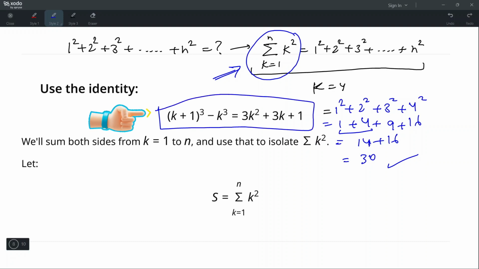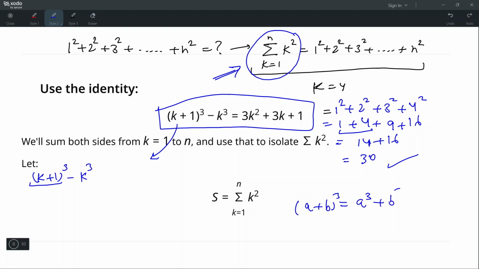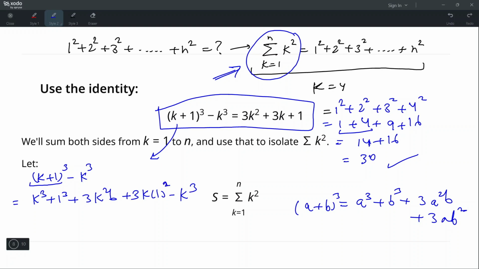You might be thinking, how did we get this identity? So let's say it's k plus 1 cubed minus k cubed. We can expand this term using the formula for a plus b cubed. Recall, a plus b cubed is a cubed plus b cubed plus 3a squared b plus 3ab squared. So this becomes k cubed plus 1 cubed plus 3k squared times 1 plus 3k times 1 squared, minus k cubed. Indeed, k here works like a and the 1 like b.